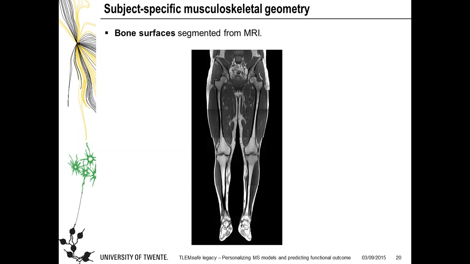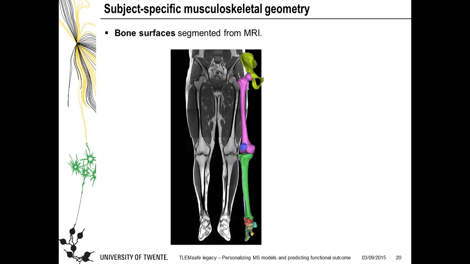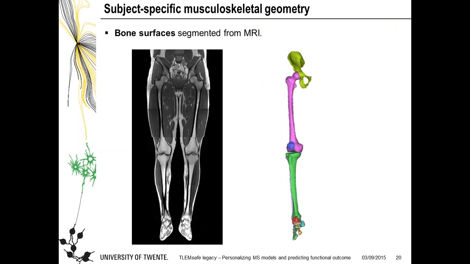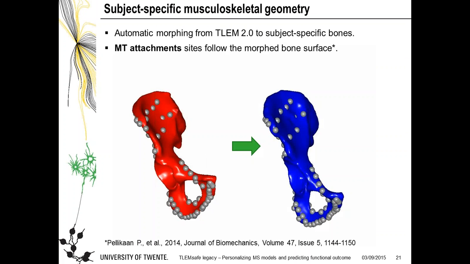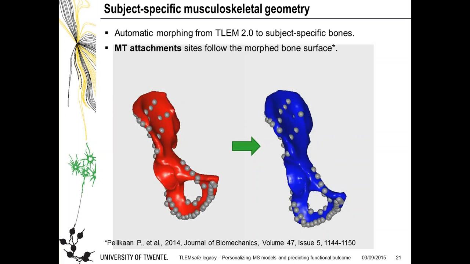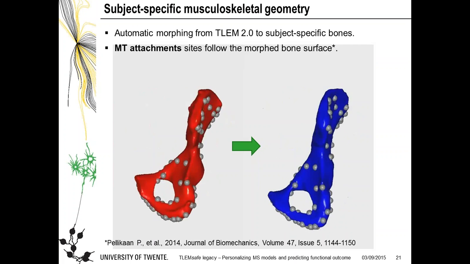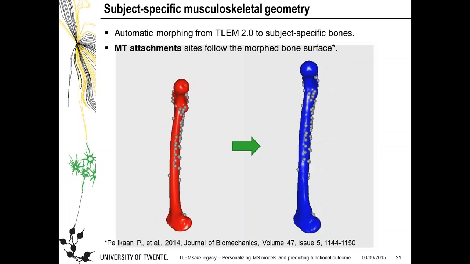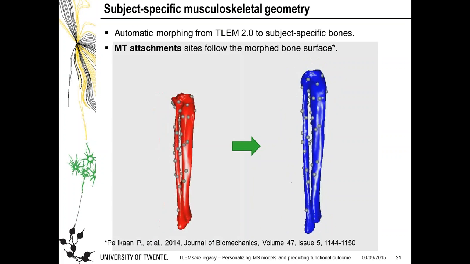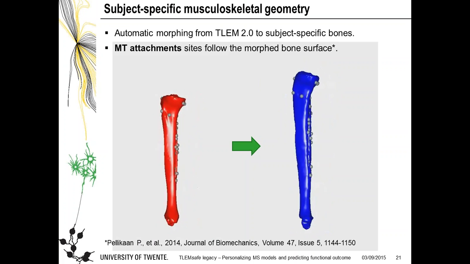In particular, for subject-specific musculoskeletal geometry, firstly, we segmented bone surfaces from the MRI of the subject. Then, an automatic nonlinear morphing was applied from the TLEM 2.0 template to subject-specific bones, under the assumption that muscle tendon attachment sites follow the morphed surfaces, as shown in the paper published by Pim Pelikan. In these videos, you can see the morphed attachment sites on the pelvis, femur, and tibia and fibula bones after the non-linear morphing.